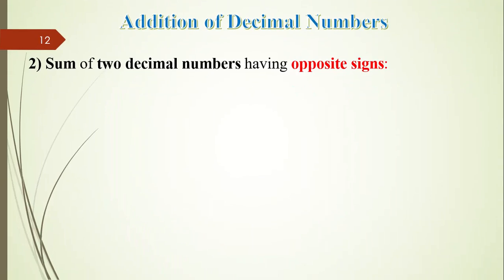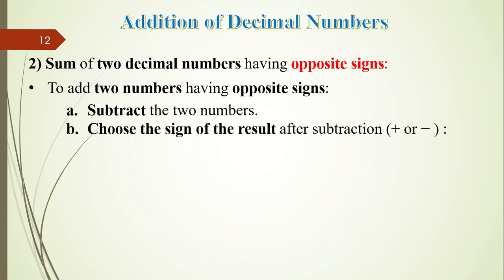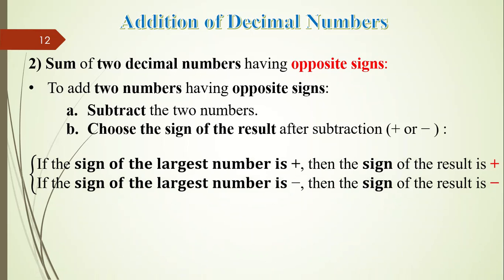Now, sum of two decimal numbers having opposite signs. To add two numbers having opposite signs, first we have to subtract the two numbers. So if we have the same sign, we have to add. If we have opposite signs, we have to subtract first. And second, choose the sign of the result after subtraction. If the sign of the largest number is plus, then the sign of the result is plus. If the sign of the largest number is minus, then the sign of the result is minus.